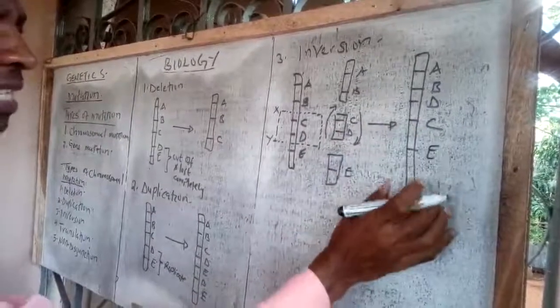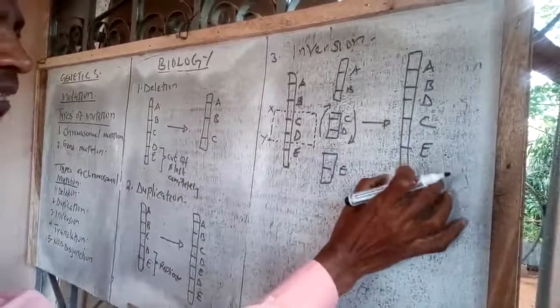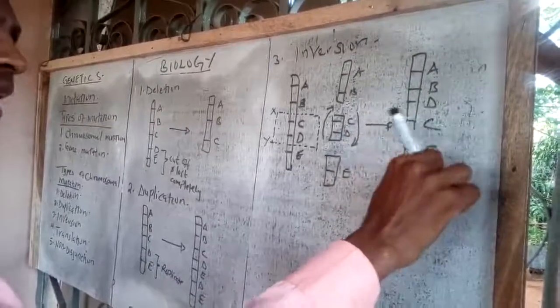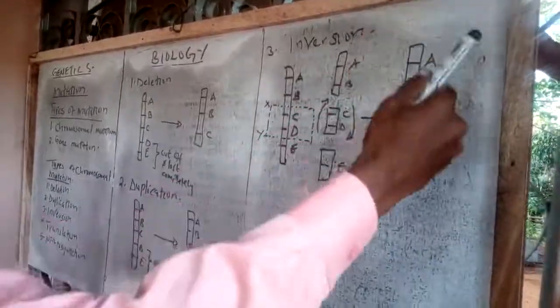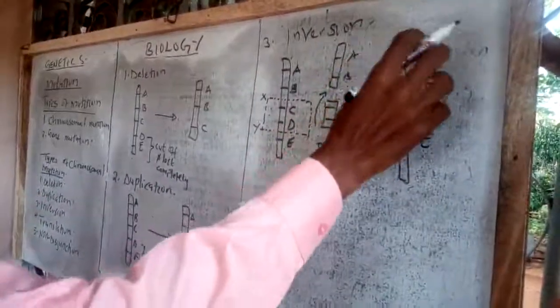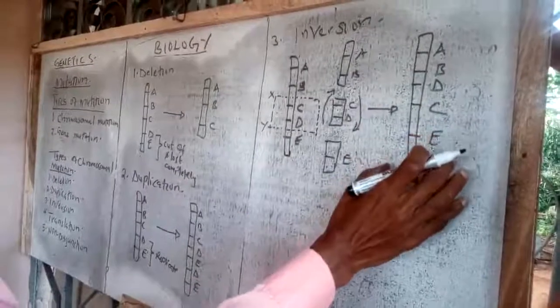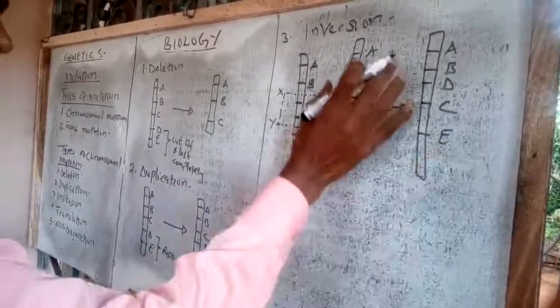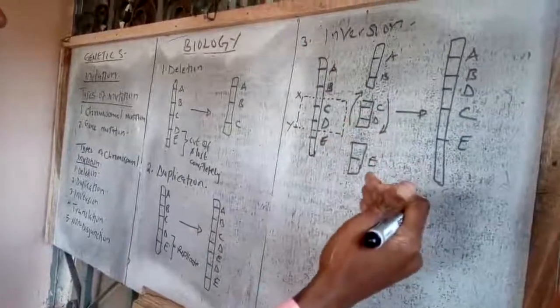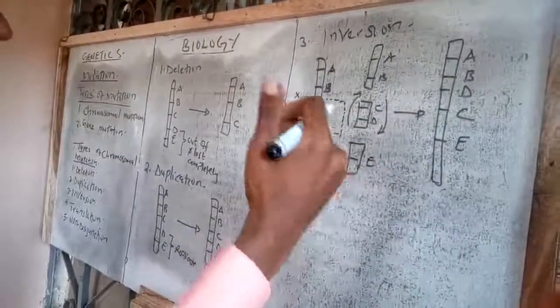And therefore, you can see that this is a new chromatid, where the genes have already been reversed, and therefore, as far as this type of chromosomal mutation is concerned, that is inversion. That is how it normally takes place, and therefore it will lead to mutation.